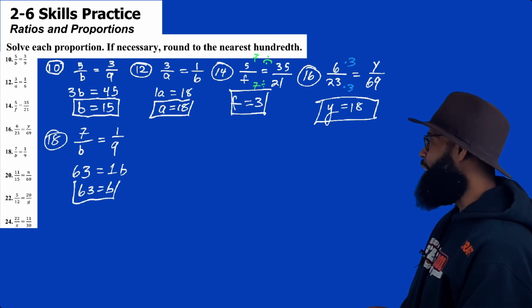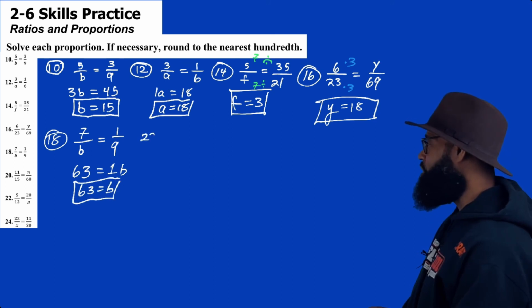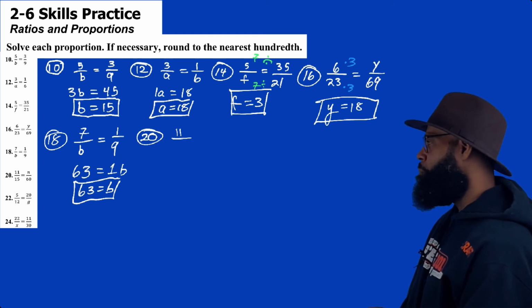All right, guys, here we go. Wrapping up. 18, 7 times 9 gave you 63. And of course, 1 times B is B. So B by itself, because that one is invisible, 63 is equal to B.